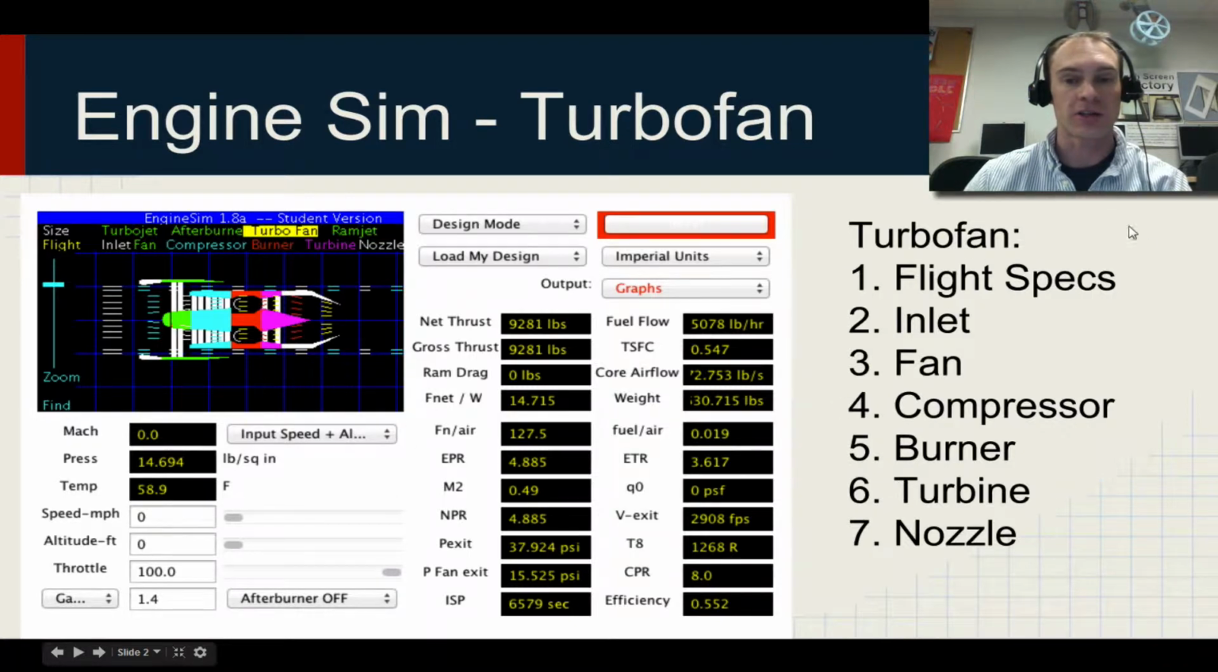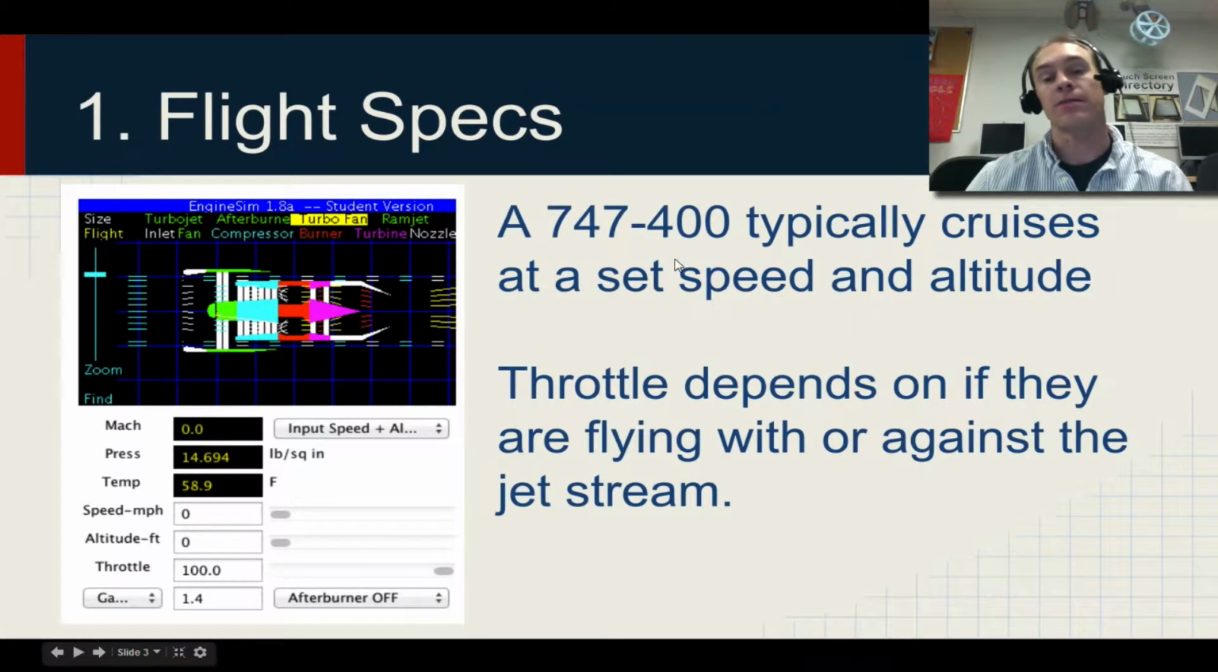So this is what your initial screen should look like. Flight specs: a 747-400 typically cruises at a set speed and altitude, and that's given for you in the document. The throttle depends on if they're flying with or against a jet stream. So you'll type in that number here and then hit the enter key. Really important you hit enter, otherwise it doesn't save that information for speed, altitude, and throttle.